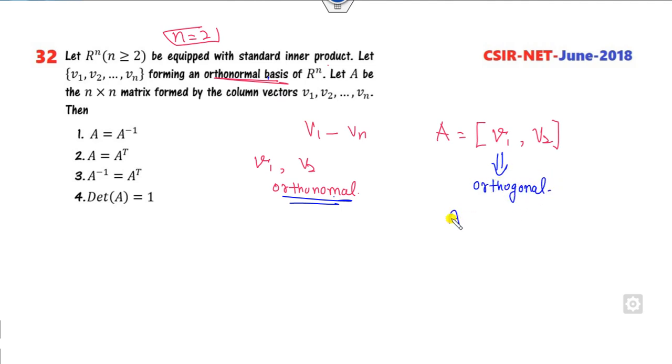So once this is my orthogonal, what is the meaning of that? A into A transpose is my I. So you can clearly say that this is my orthogonal, so clearly the determinant is not 1, this option is cancelled. Inverse you can take as another example, but this is the only right answer of this part.